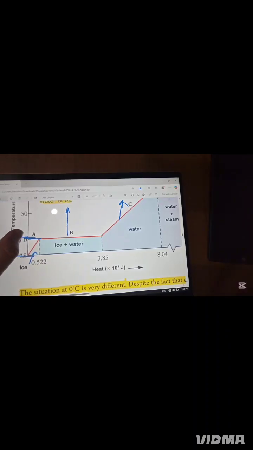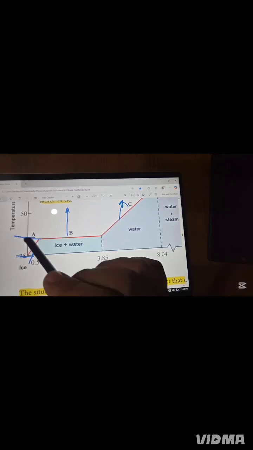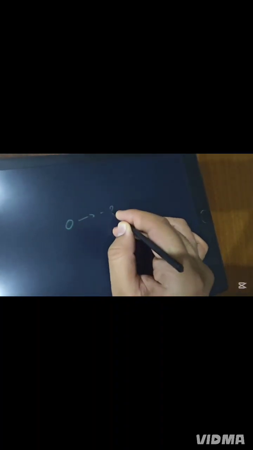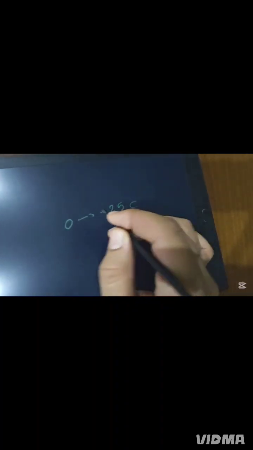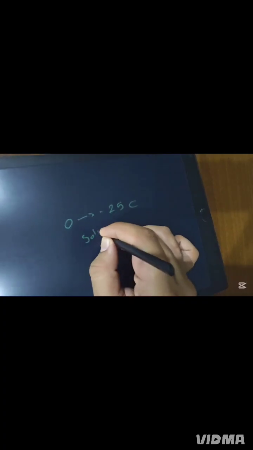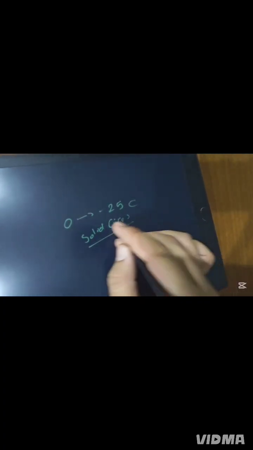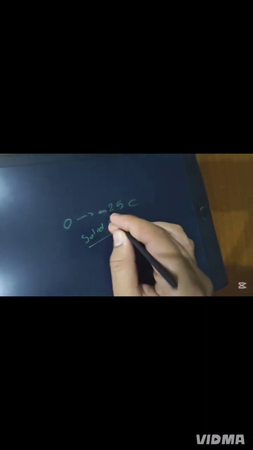The range between 0 and negative 25 Celsius is part A. In this range, from 0 to negative 25 Celsius, the state of matter is solid ice. We can't say freezing, because at negative 25 the temperature is below 0.